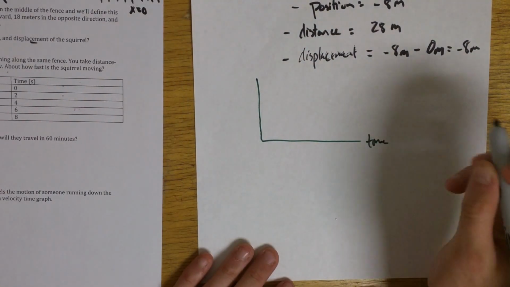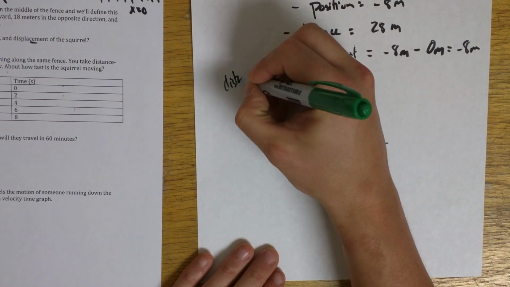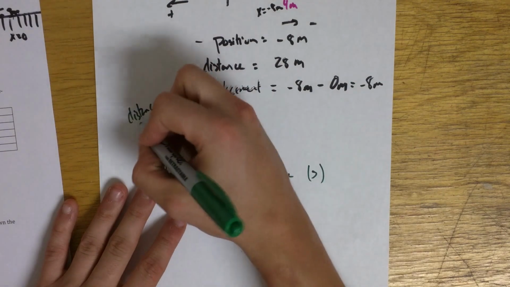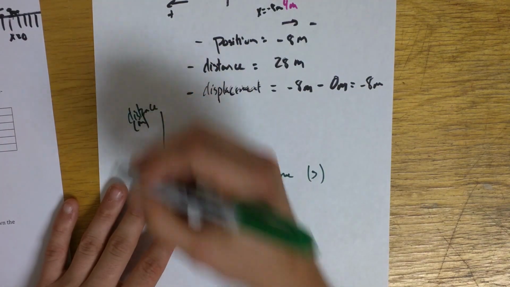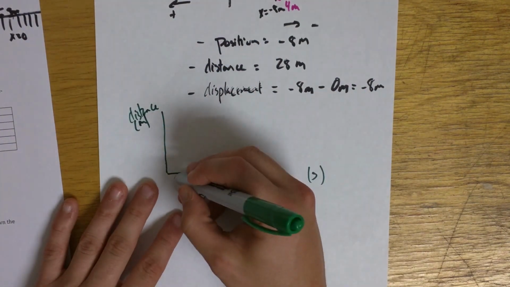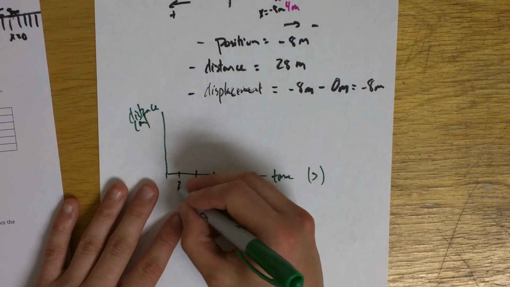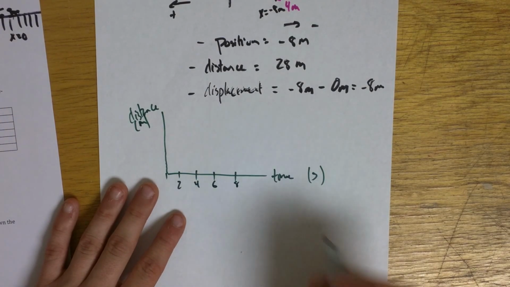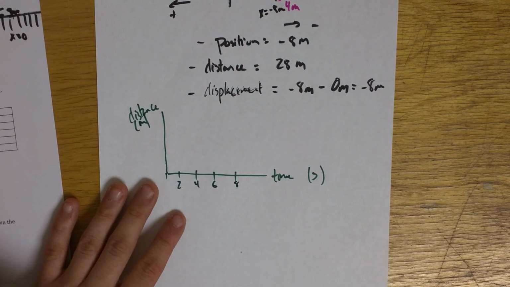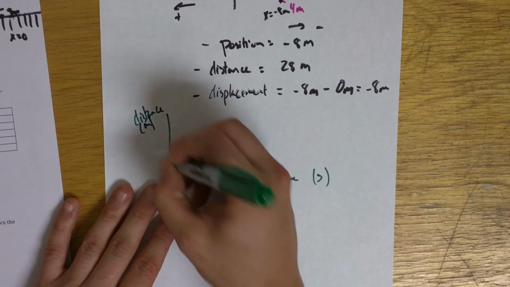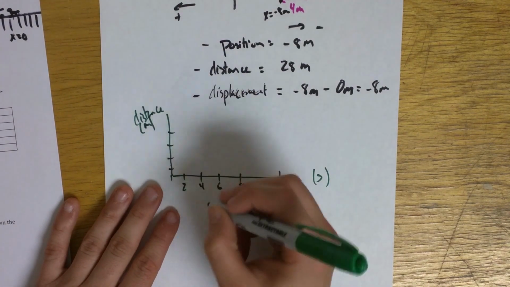Time's on my x-axis. Distance is on my y-axis. This is in seconds. This is in meters. What's the time that I go up by? 2 seconds. So 0, 2, 4, 6, 8. What's the distance I go up by? I go up by 5 until I get to 20. So here I go. 5, 10, 15, 20, 25.